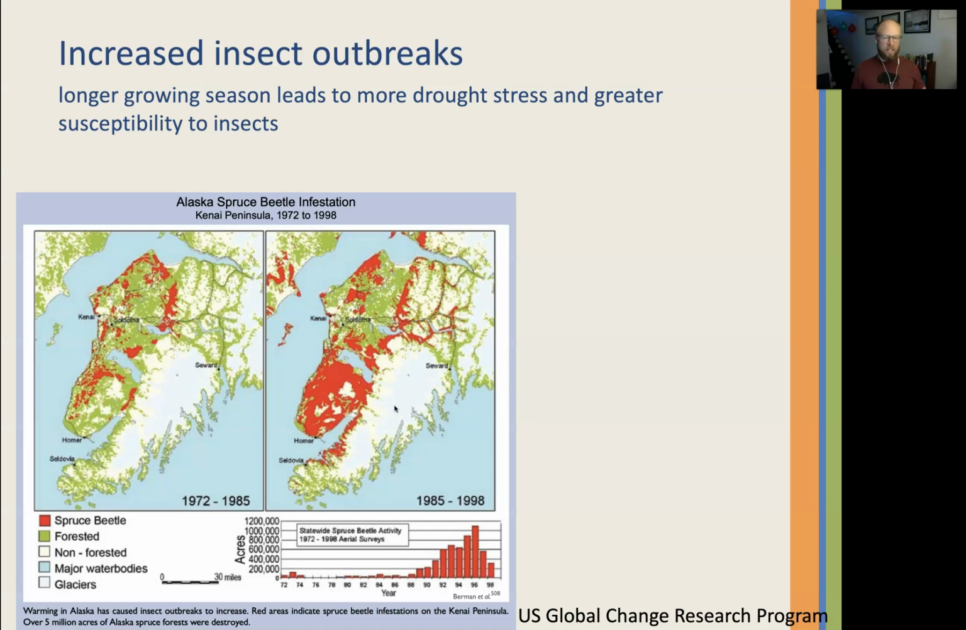Maybe you've taken a class from Seth Davis and talked about life cycles of the insects, but essentially that longer growing season length and warmer temperatures lead to greater population growth of the insects, leading to the potential of a bigger impact and disturbance due to the insect attacks on trees.